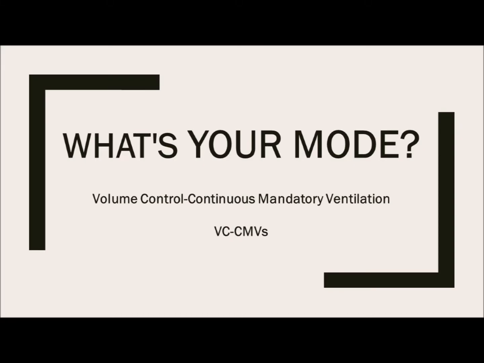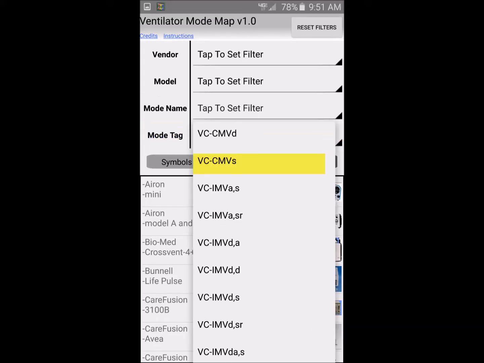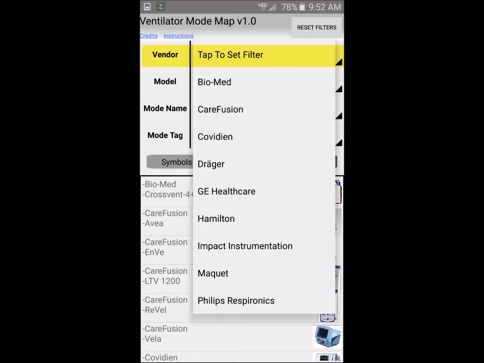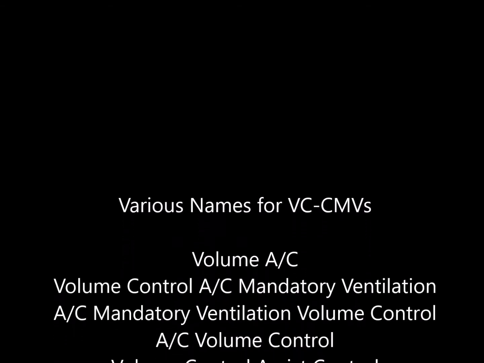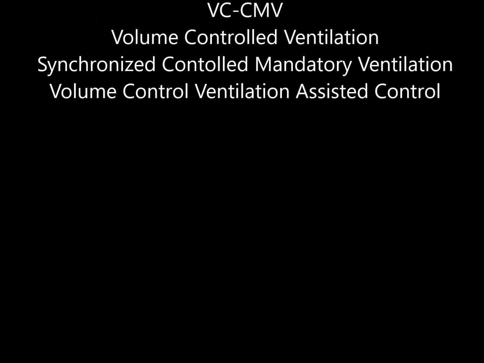Volume Control-CMV with set point targeting is probably the most used mode of mechanical ventilation. Using the ventilator mode map application, you can change the mode tag to VCCMVs and see the various ventilators and vendors that have this mode of mechanical ventilation. Here are examples of the many names for Volume Control-CMV with set point targeting.